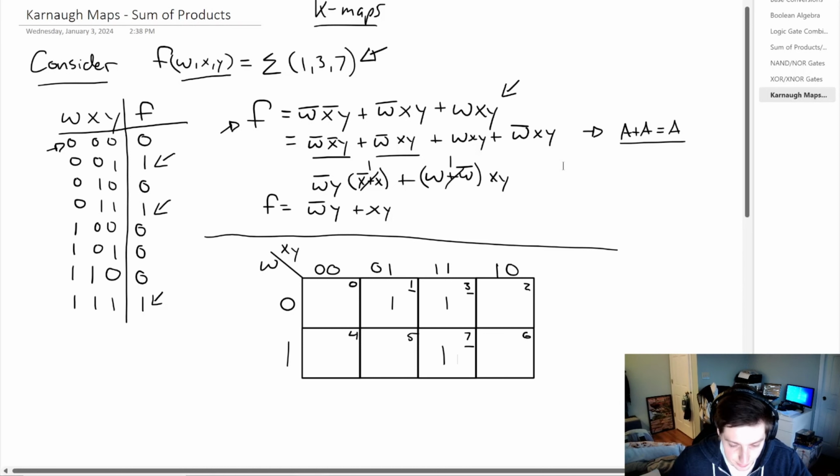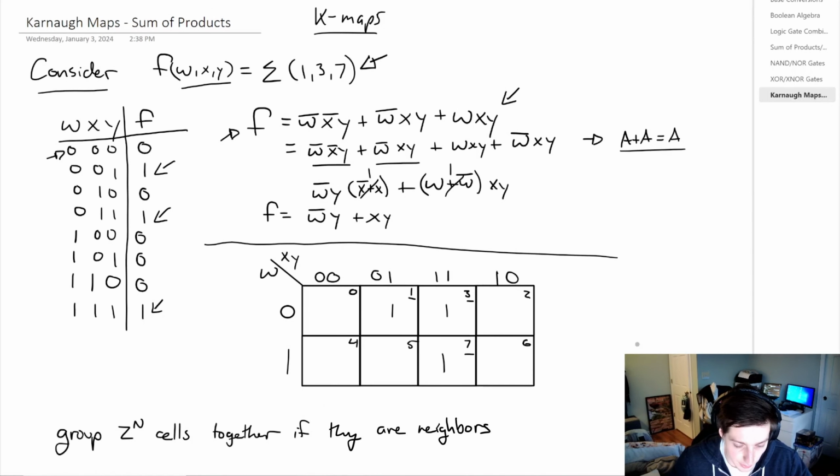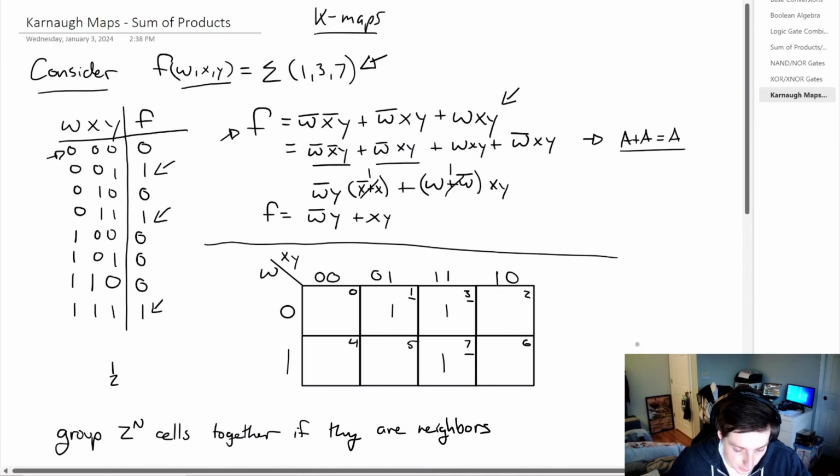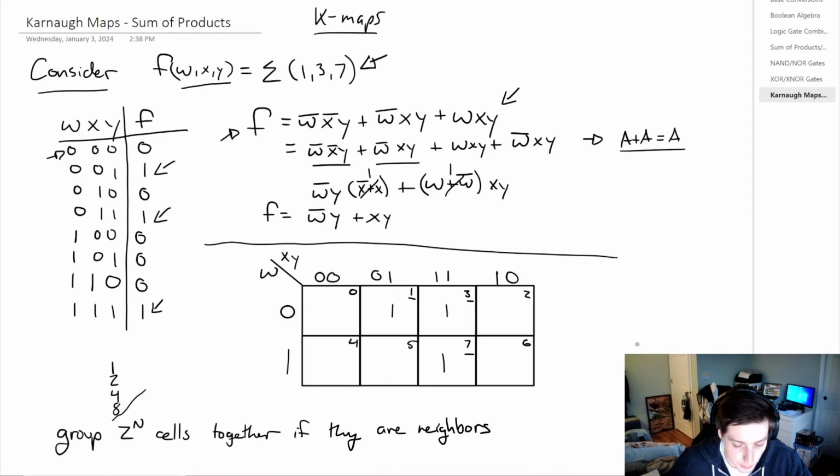So now that we've filled in the K-map, we need to learn what we can actually do with it to be useful. And this is where we bring in the very important rule where we can group cells together. You could have 1 cell grouped together, 2 cells, 4 cells, 8 cells, etc. Okay, so now that we know we can group them together, how do we actually group them together?